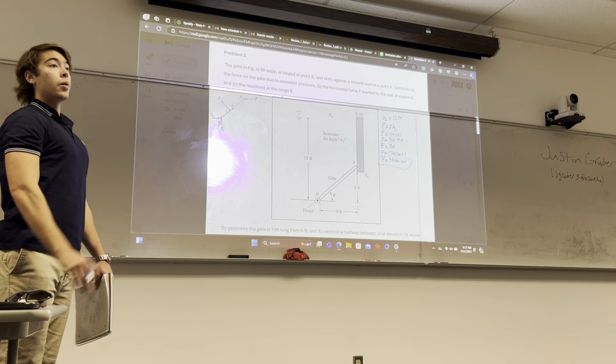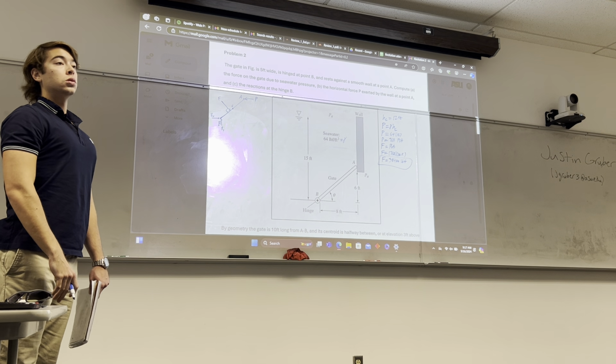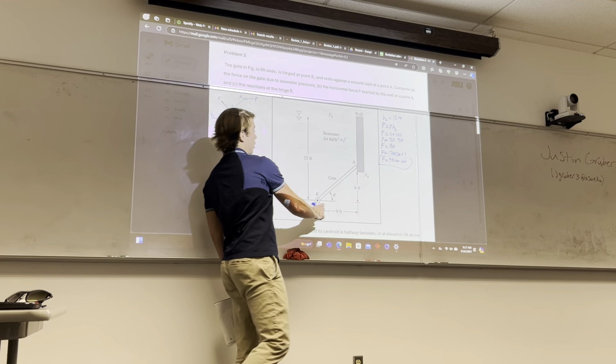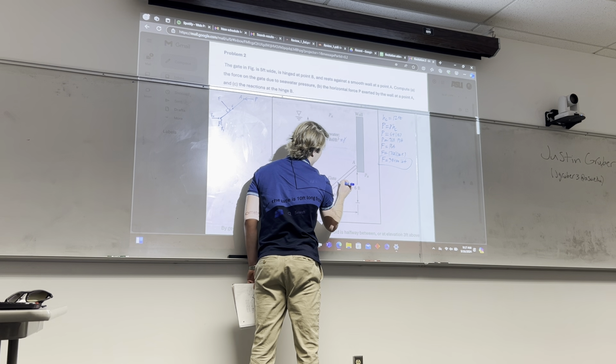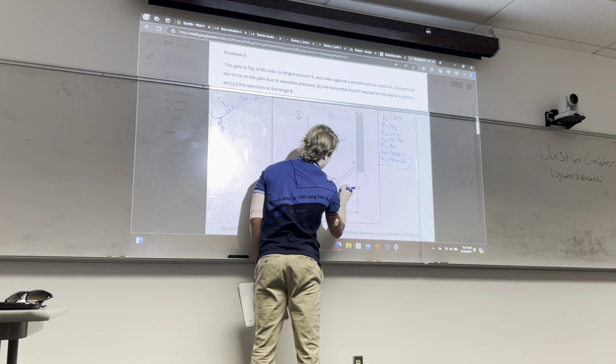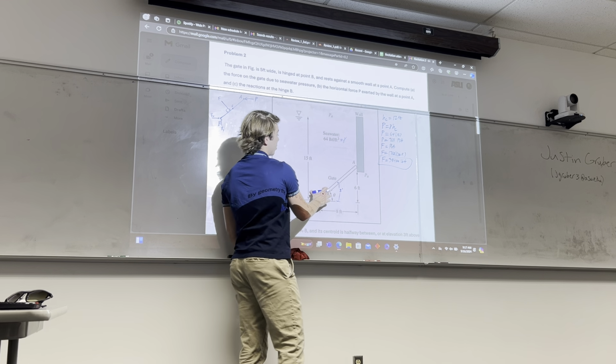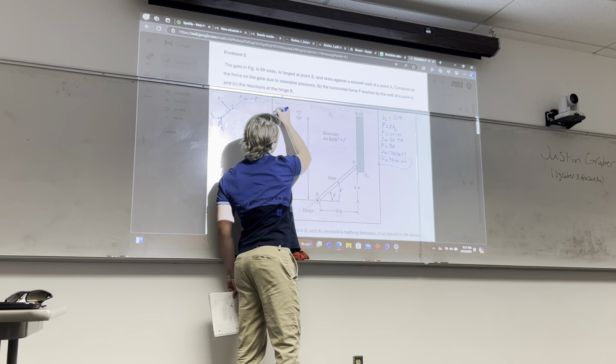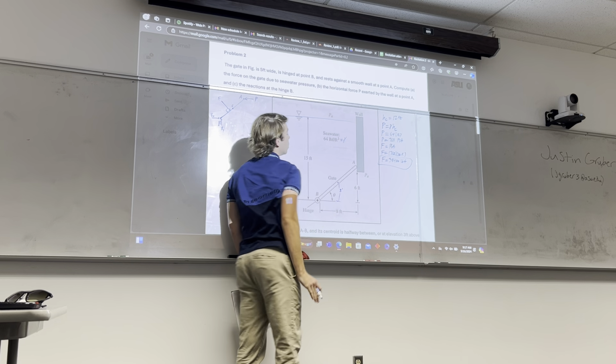Now, oh yeah, what's up? Wait, how did you know it was 12 feet? Oh, because the centroid would be right here, since it's just halfway up. If that's 6, then this is going to be 3 right here. And then just 15 minus 3 to find the height underneath the water. Oh, okay. Yep.